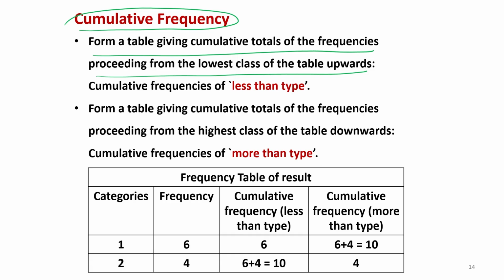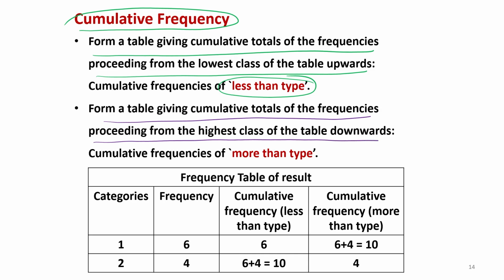And this type of cumulative frequency is called the less than type. And the second type of frequencies is where we form a table and give all the cumulative totals of the frequencies, proceeding from the highest class of the table in the downwards direction. And this type of frequency is called the more than type frequency. So let me try to show you these concepts in this table.